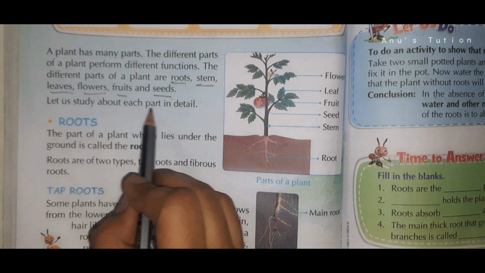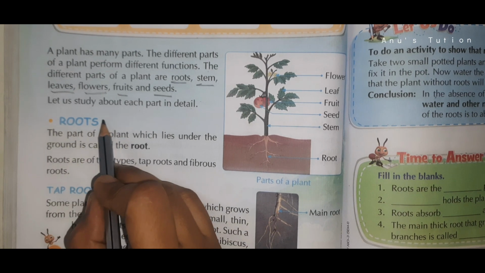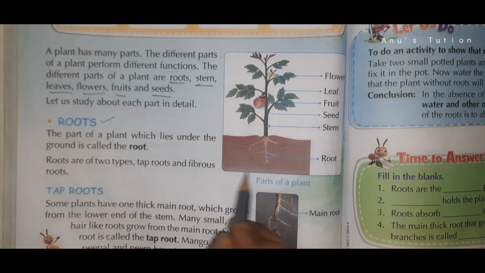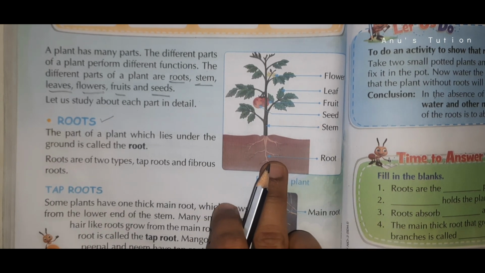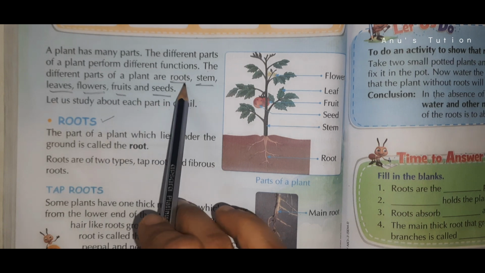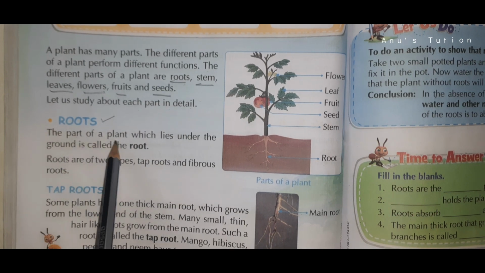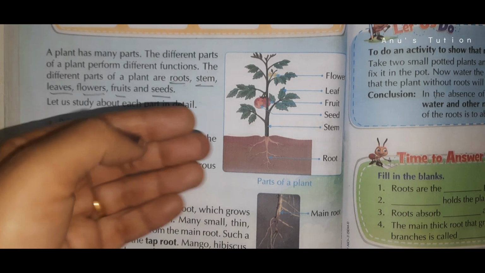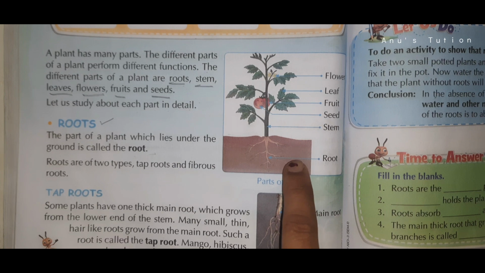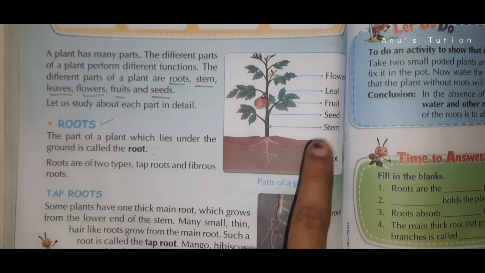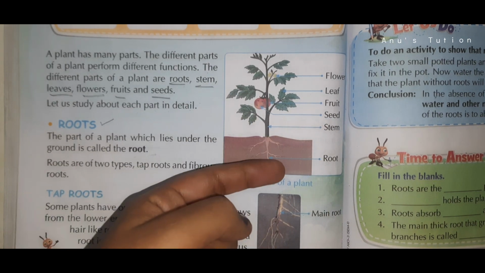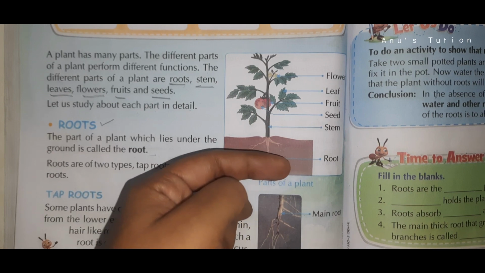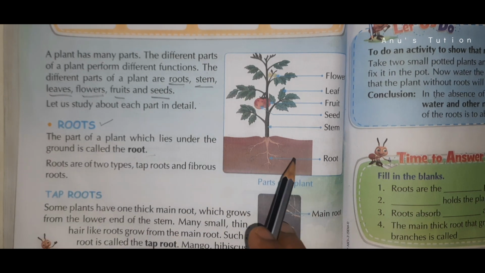Let us study each part in detail. First of all, we discuss the roots. Here is the part root. The part of a plant which lies under the ground is called the root. It lies under the ground only, no? See here, it is the ground. The root is inside the ground, under the ground. That is called a root.